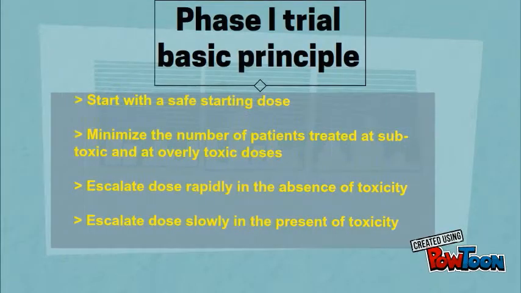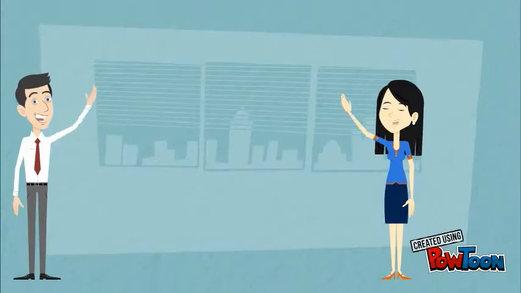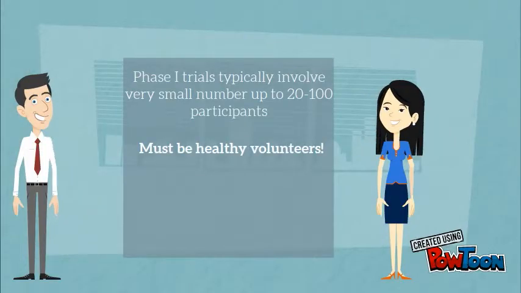So what are the basic principles of clinical trial phase 1? First, we start off with a safe starting dose, minimize the number of patients treated with any toxic doses, escalate dose rapidly in the absence of toxicity, and escalate dose slowly in the presence of toxicity. Phase 1 trials typically involve a very small population, 20 to 100 participants, and they must be healthy volunteers.